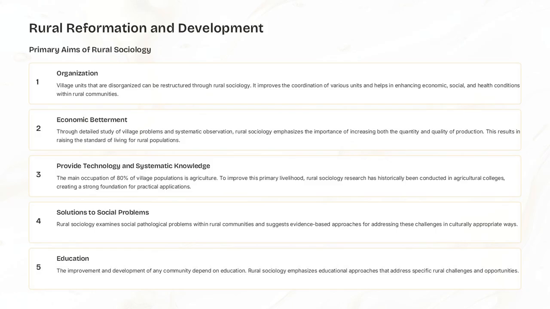Rural sociology examines social pathological problems within rural communities and suggests evidence-based approaches for addressing these challenges in culturally appropriate ways. 5. Education. The improvement and development of any community depend on education. Rural sociology emphasizes educational approaches that address specific rural challenges and opportunities.